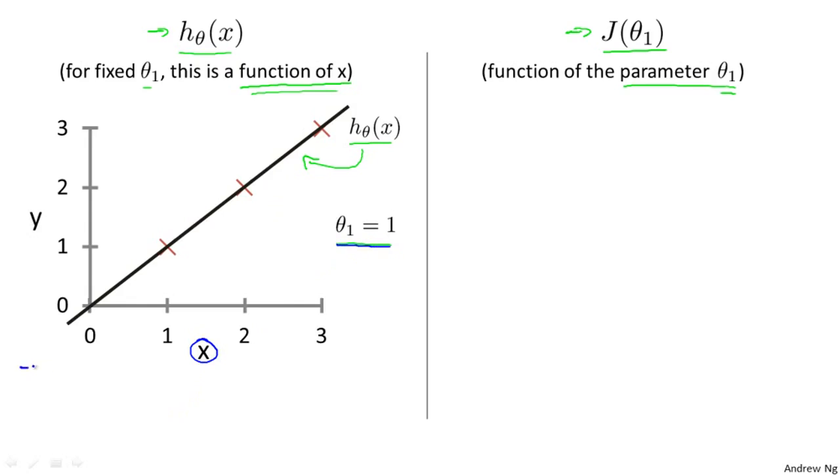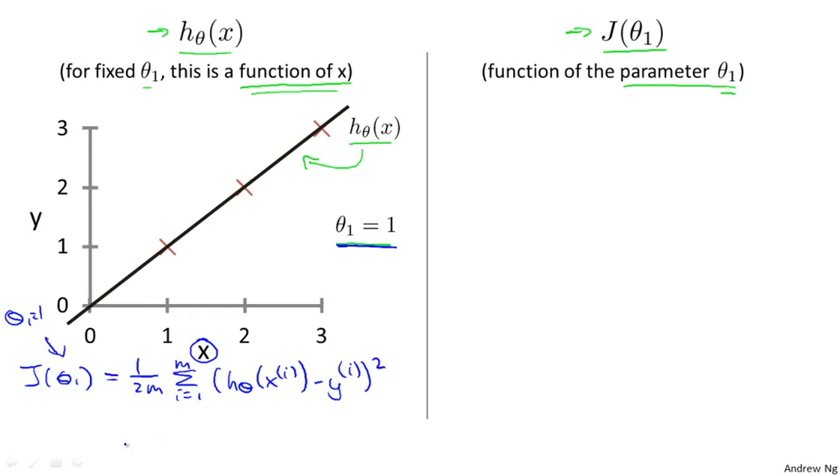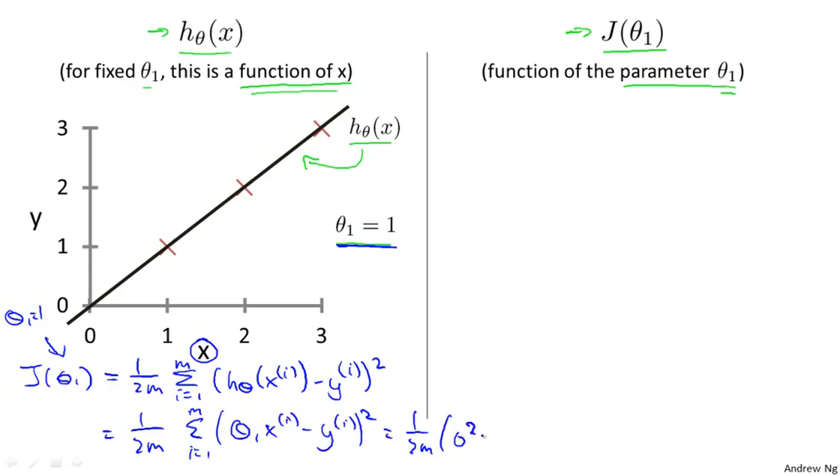What I want to do is figure out what J of theta 1 is when theta 1 equals 1. So let's go ahead and compute what the cost function is for the value 1. Well, as usual, my cost function is defined as follows: sum over my training set of this usual squared error term. And this is therefore equal to the sum of theta 1 times xi minus yi, squared. And if you simplify, this turns out to be 0 squared plus 0 squared plus 0 squared, which is, of course, just equal to 0.